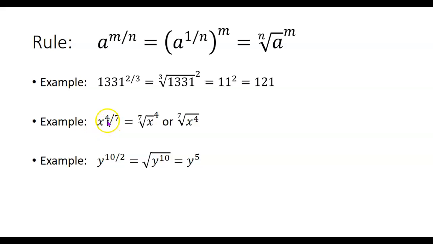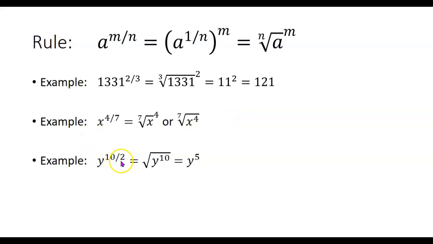Another example, x to the 4/7 power means the 7th root of x to the 4th power. And it doesn't matter what order you do things in. You can start by taking the 7th root and then take that to the 4th power, or you can start by taking x to the 4th power and then take the 7th root of that. Either way, it comes out the same.